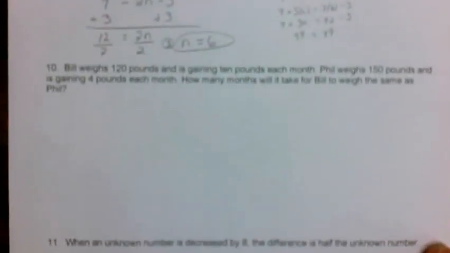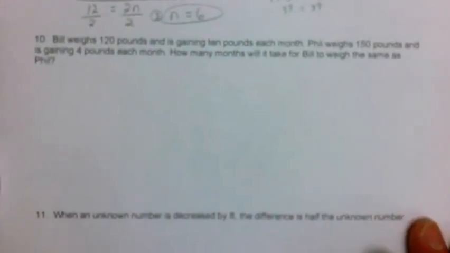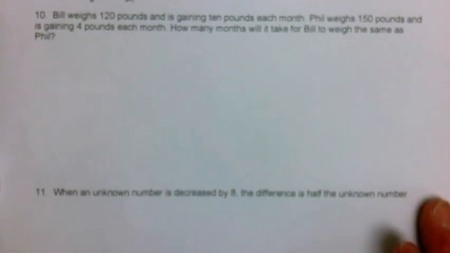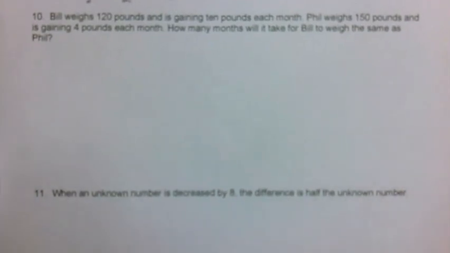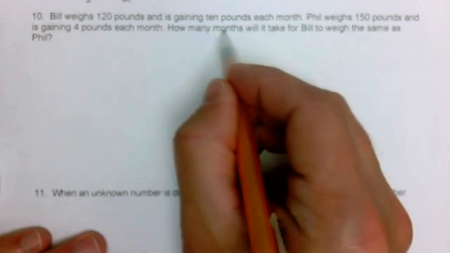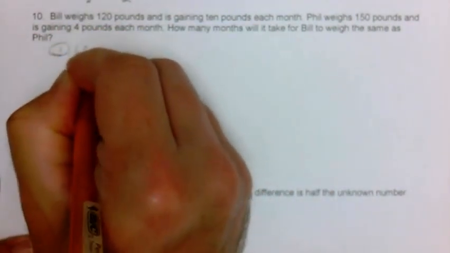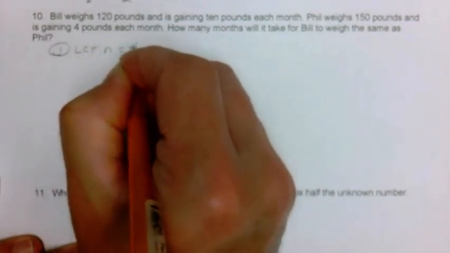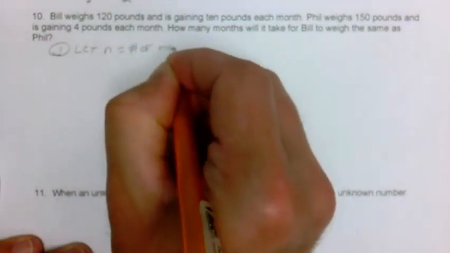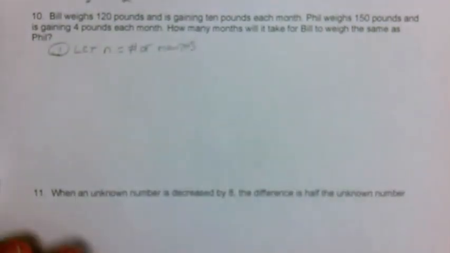Let's try a different word problem that has a little more context to it. Bill weighs 120 pounds and is gaining 10 pounds each month. Phil weighs 150 pounds and is gaining 4 pounds each month. How many months will it take for Bill to weigh the same as Phil? All right, so that's what they want to know. How many months will it take? So let's define a variable. Number 1, let n equal the number of months. How long is it going to take in months for Bill and Phil to have the same weight?